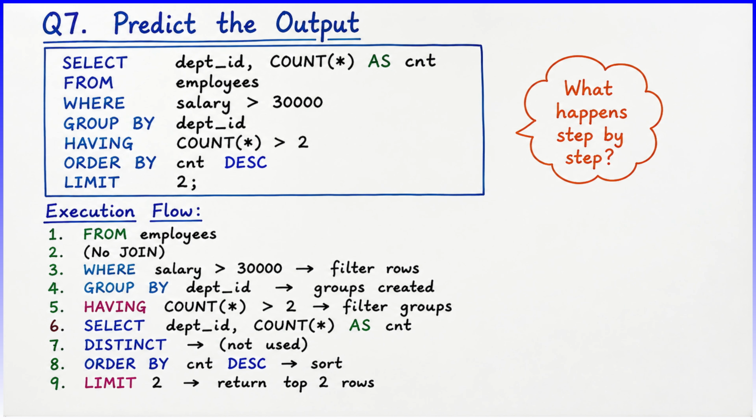And the easiest way to remember SQL's logical execution order is: from, join, where, group by, having, select, distinct, order by, and limit. Don't just memorize the SQL syntax. Understand how the SQL engine thinks internally. Once this concept becomes clear, you will debug queries faster, write cleaner SQL, and confidently answer even tricky interview questions.